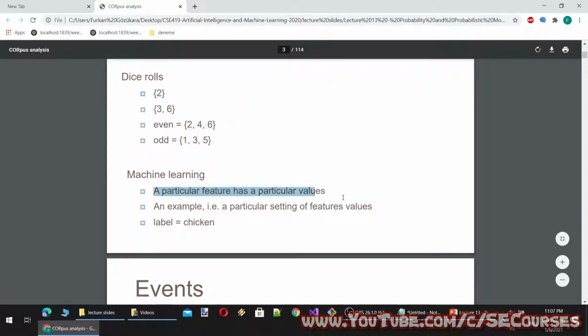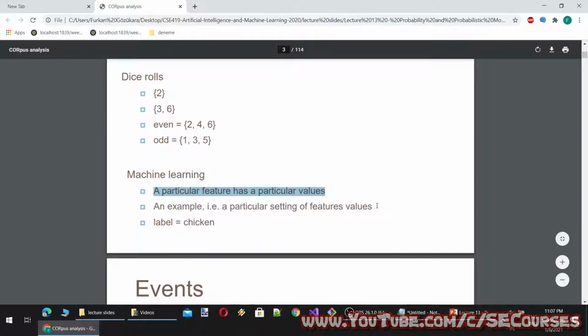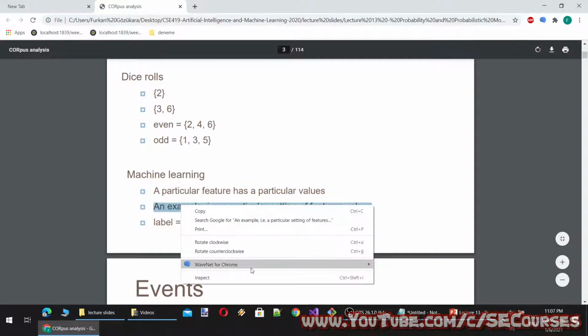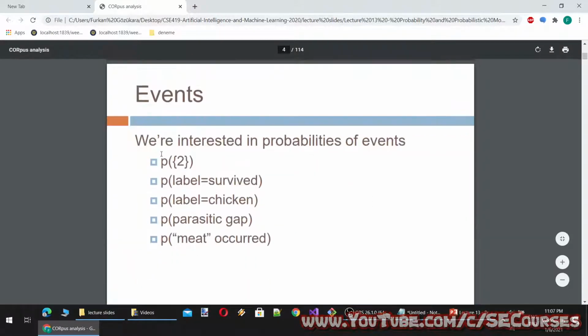Okay, machine learning. A particular feature has particular values. An example, i.e. a particular setting of feature values. Okay, for example, label chicken. Okay, so let's continue. So events, we are interested in probabilities of events.